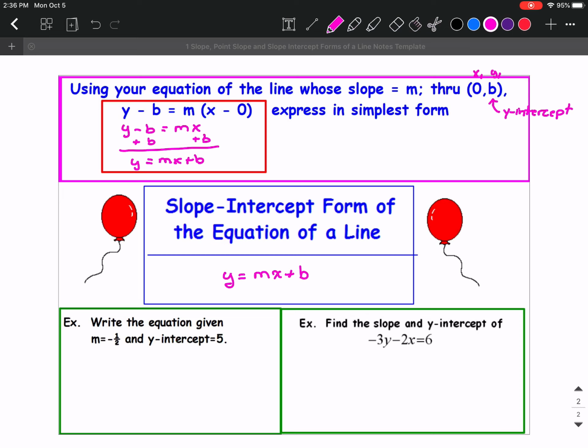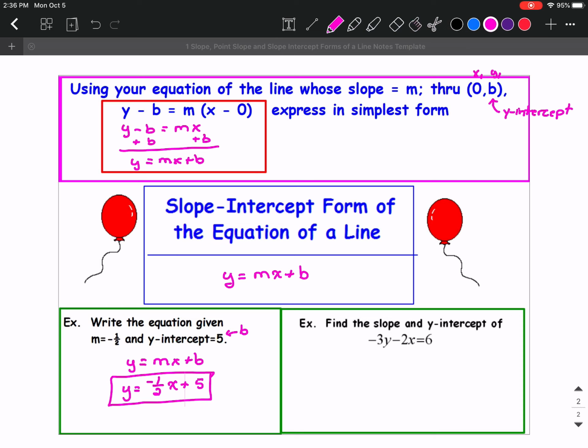Now, let's write the equation, given the slope is negative 1/2 and the y-intercept is 5. So that means your b is 5. So if we have y equals mx plus b, that means y equals our slope, negative 1/2, times x plus our y-intercept, 5, and we're done.